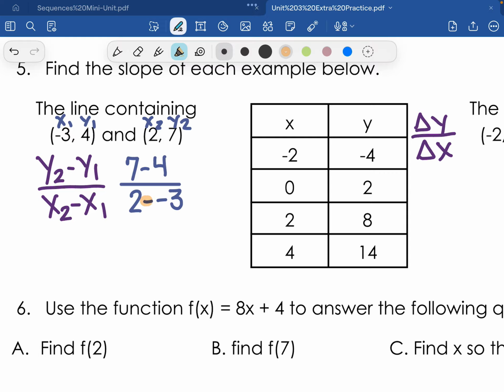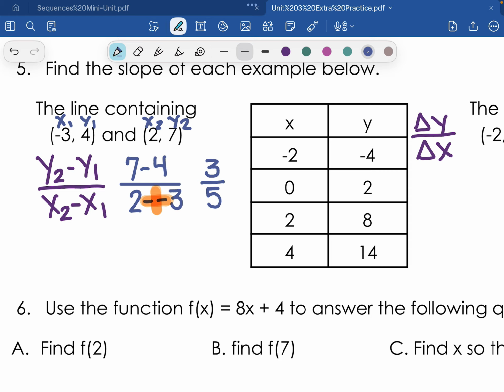Now I'm not going to fully write over it. I'm just going to draw it in highlighter so that people who didn't get that written down before I changed it can still see what happened. Now 7 minus 4 is 3. 2 plus 3 is 5. So we have 3 over 5.